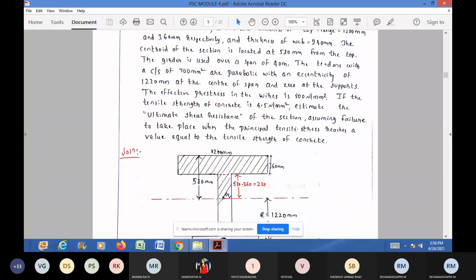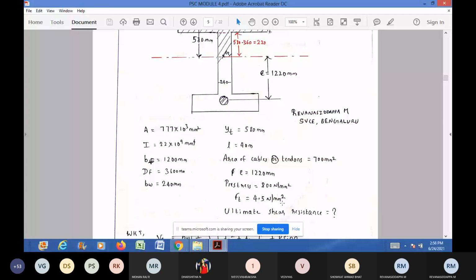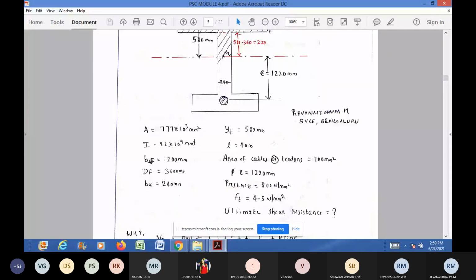The effective pre-stress in the wires is given as 800 Newton per mm square. Then the tensile strength of the concrete is represented by Ft. That is given as 4.5 Newton per mm square. In the given data, mention this also.